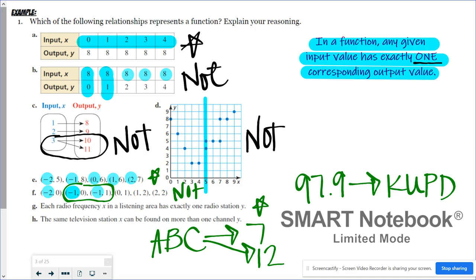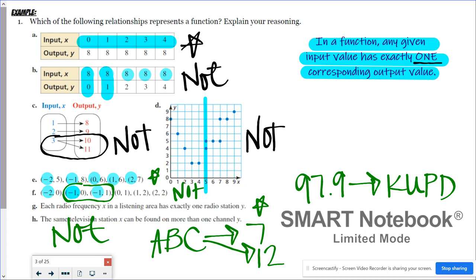And it's well, that isn't a function by the mathematical definition because the input of ABC has two different corresponding outputs, two different channels that I can find it on. So that would make it not a function. So yeah, the verbal descriptions you might have to think a little bit about in order to ascertain whether or not it is a function.